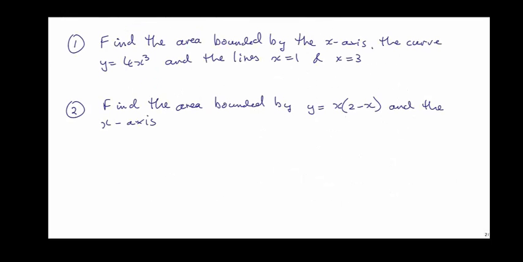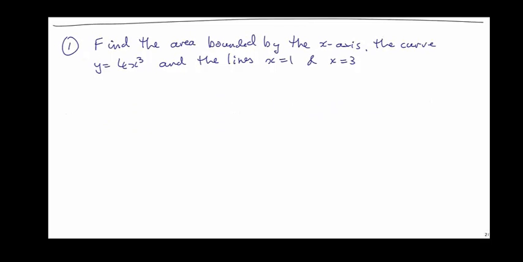Now you might like to pause this video and try these two problems yourself. Okay, the first problem then, find the area bounded by the x-axis, the curve y equals 4x cubed, and the lines x equals 1 and x equals 3. First of all, sketch the curve. This is a cubic, 4x cubed. It's a simple cubic, like that. And we want to find the area between x is 1 and x is 3. So this is this area here.